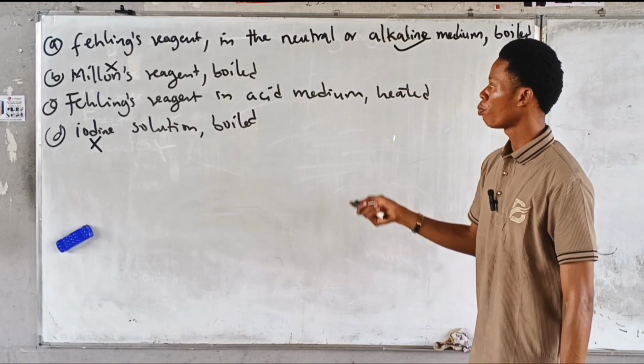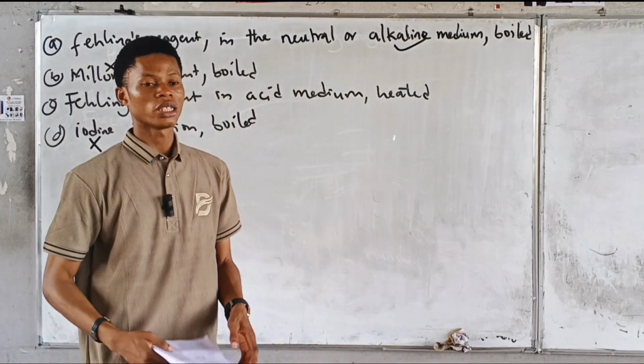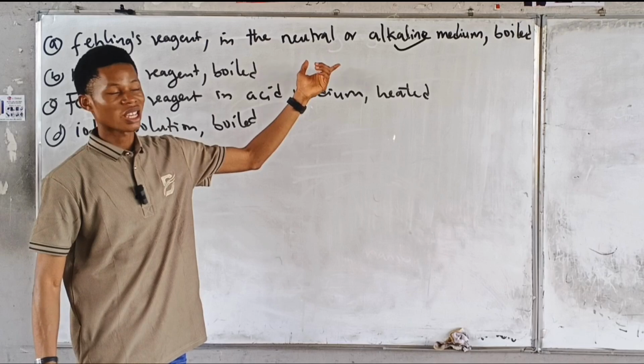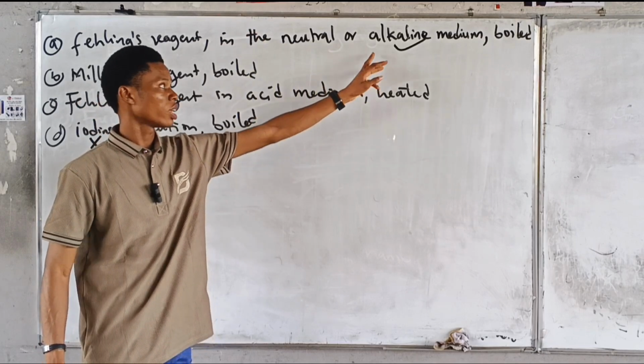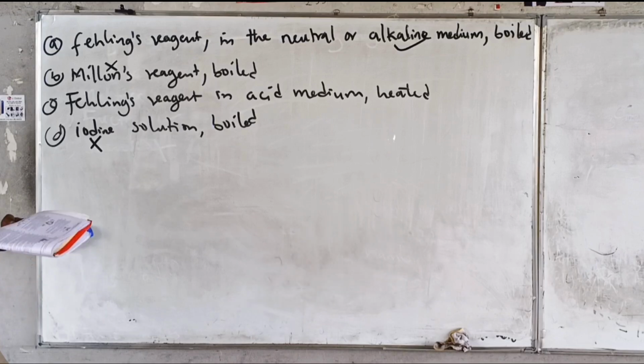So if you're carrying out this test, you also always make sure that the pH is either at 7, or it's above pH 7. That is alkaline medium. All right, and acidic medium is void. So that's the answer to that question.